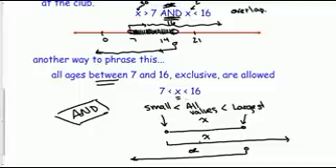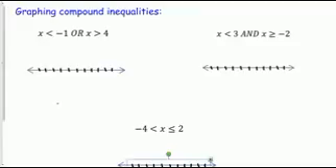So not only do I have to be bigger than 7, but I also have to stay smaller than 16. And so whenever you use this notation, we mean and. All right, let's go on to how to solve these. Essentially, you are solving compound inequalities exactly like you solved simple inequalities.